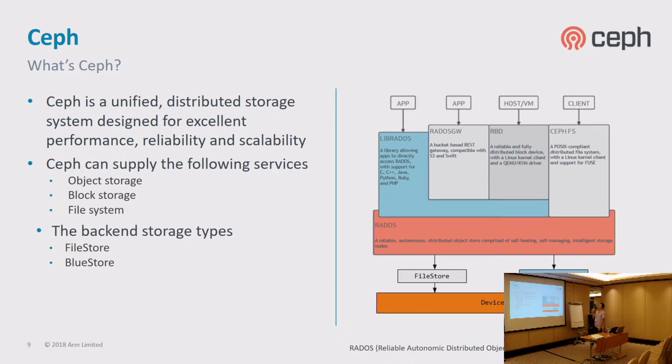So, about Ceph. Ceph is a unified distributed storage system designed for performance, reliability, and scalability. Ceph has two kinds of backends, which are called FileStore and BlueStore. FileStore is a legacy one, which stores the objects in Ceph storage, and BlueStore is a new one, which is designed for better performance.